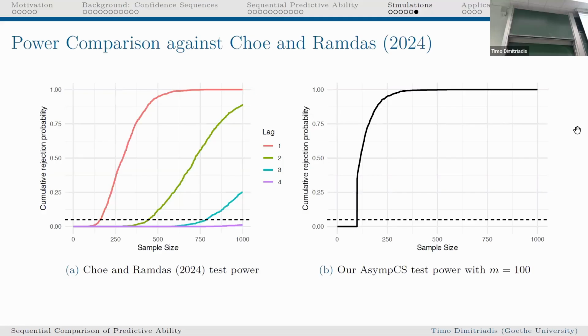We never reject up to day 100, because we haven't peeked at the data up to day 100. And then our power shoots up quite fast. And at sample size 250, we have a power of almost 0.95.